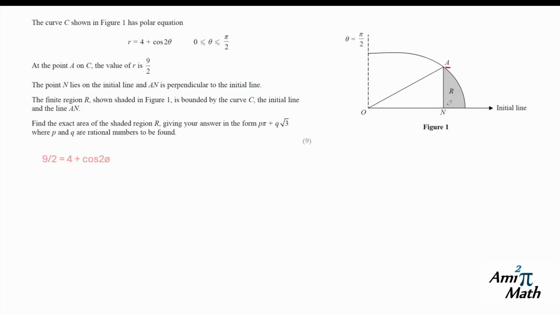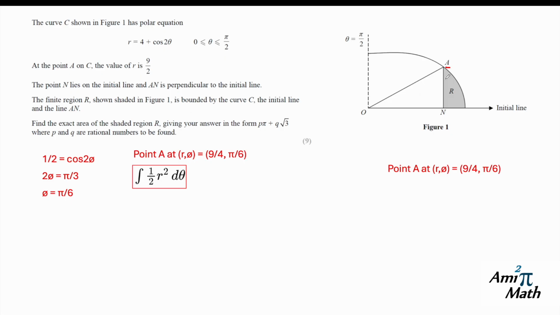So first we want to determine the point A. At the point A, the value of r is 9 over 2, so we can substitute r in this equation for 9 over 2, and then subtract 4 on both sides, which gives us cos 2 theta equals half. Then we do the inverse, and that gives us 2 theta equals pi over 3, and then we divide by 2 to find theta on its own, which is pi over 6. So now we know that our coordinates for A are 9 over 4, which is r, and theta is pi over 6.